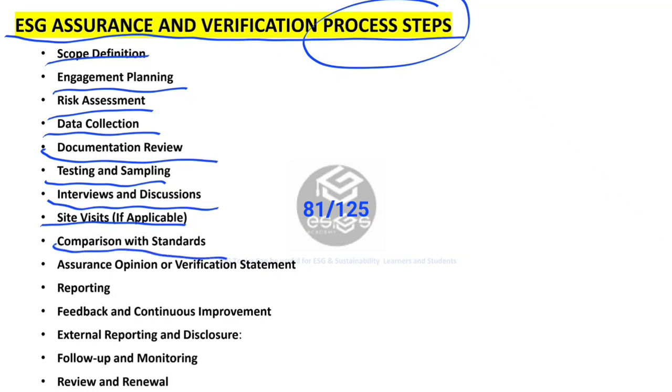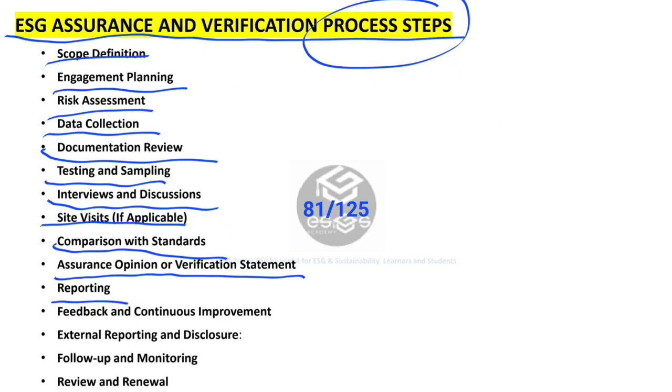Comparison with the standards. We compare ESG performance and disclosures against relevant standards, guidelines, frameworks, like GRI, SASB, and regulatory requirements also. Then assurance opinion or verification statement also. Based on the findings from the assurance or verification procedures, provide an assurance opinion or verification statement on the organization's ESG disclosures and performance.